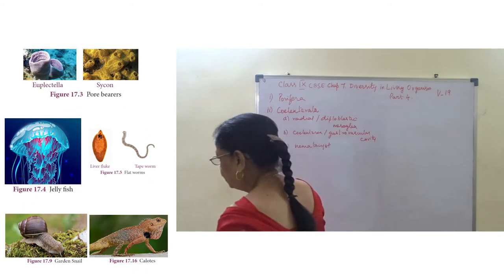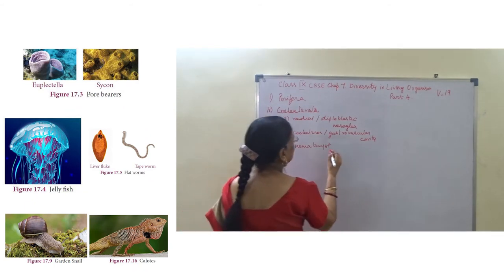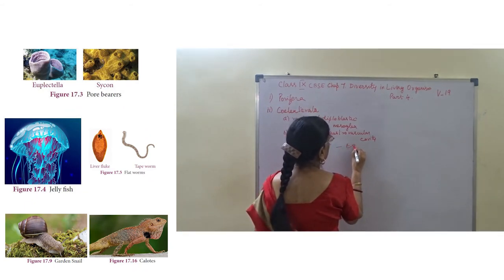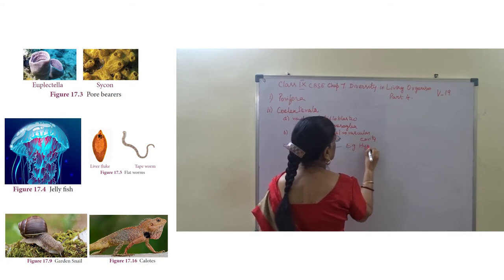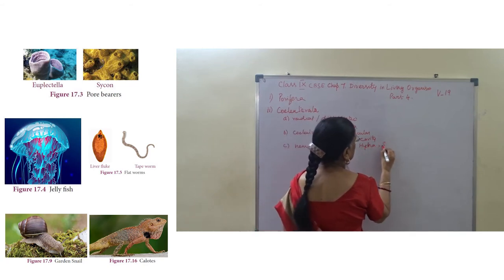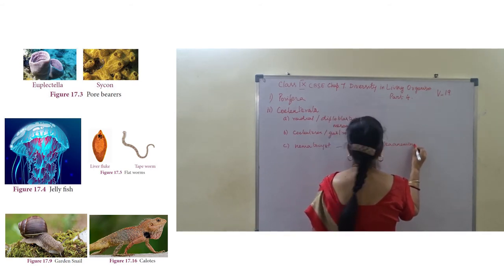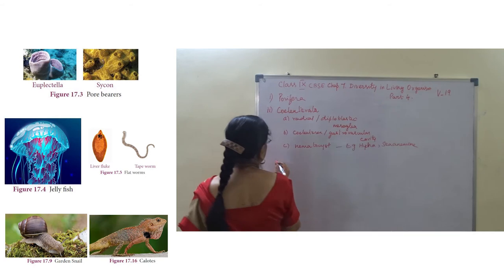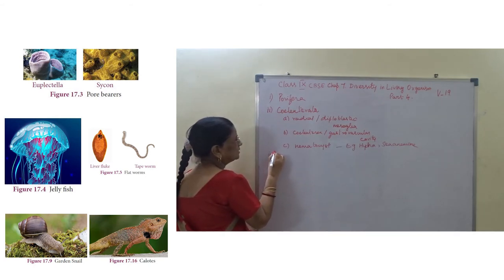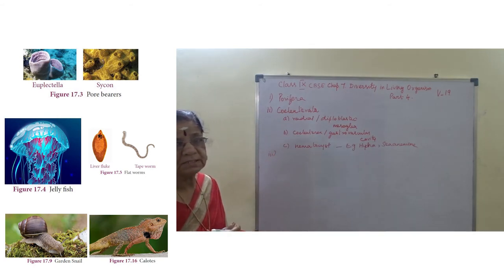Examples of phylum Cnidaria: Hydra, sea anemone, and jellyfish.